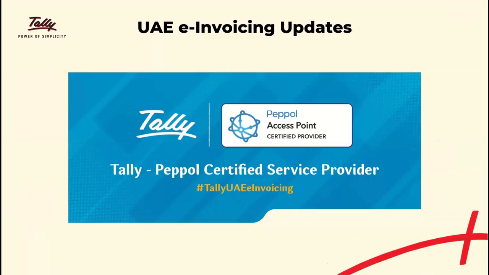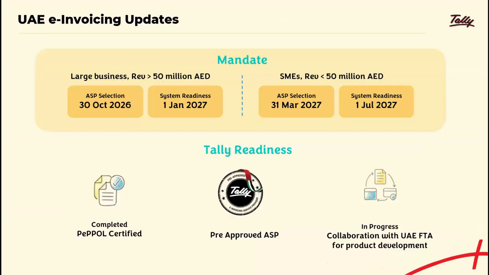Now, Tally is already certified with the PayPal. So there are three criteria that we'll see in this upcoming slide. To become an ASP, there are three categories. One is that you should be certified with the PayPal. So Tally is already certified with the PayPal.